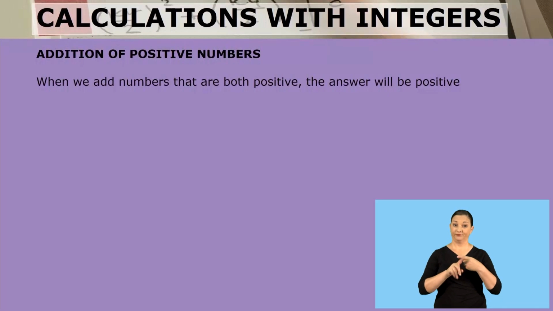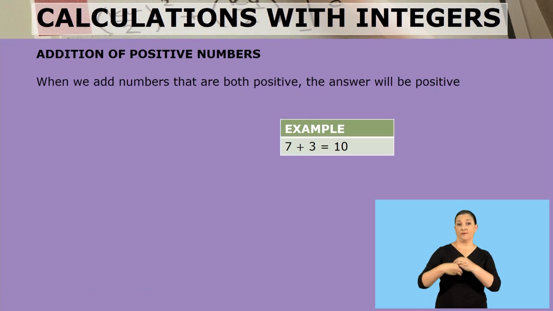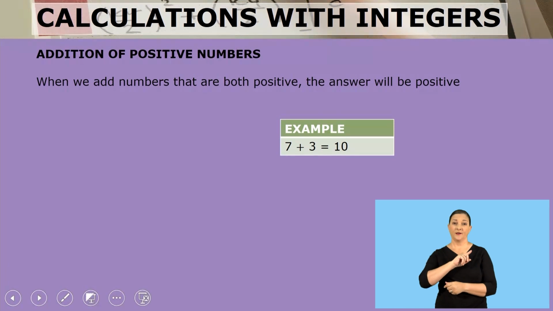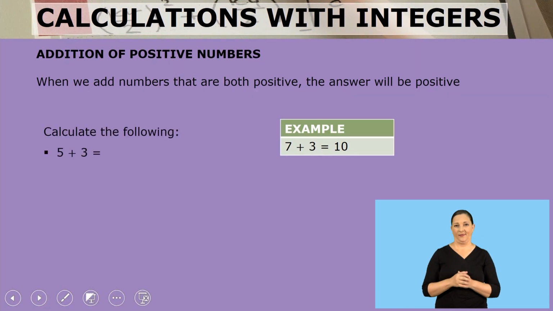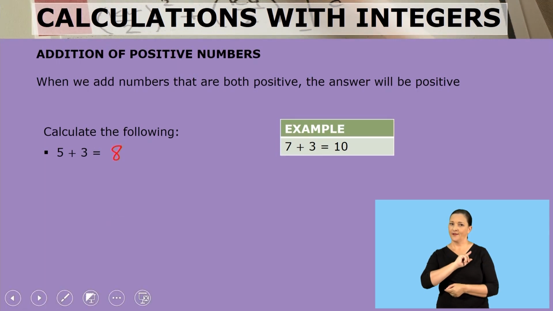Let's move on to the addition of positive numbers. When we add numbers that are both positive, the answer will be positive. For an example, we have a positive 7 plus a positive 3, and that is going to give us a positive 10. So let's calculate the following numbers. We have 5 plus 3, a positive 5 plus a positive 3, and the answer there is going to be an 8.